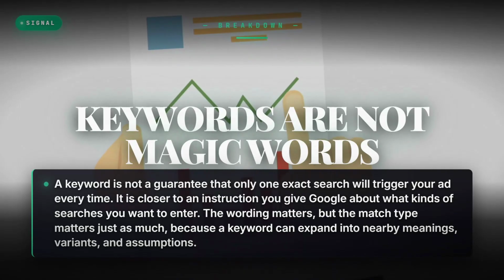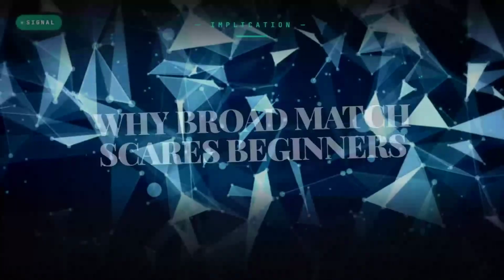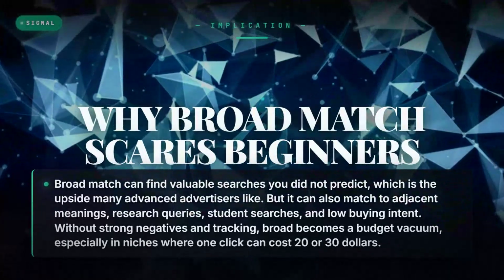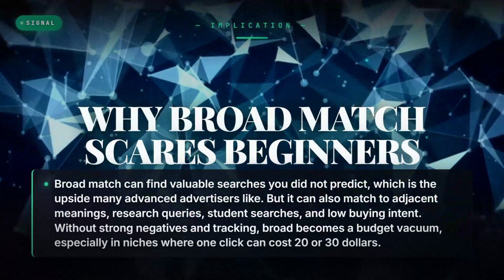The wording matters, but the match type matters just as much, because a keyword can expand into nearby meanings, variants, and assumptions. Think of match types as the width of your fishing net in a moving market. Broad reaches widely and explores. Phrase keeps the meaning tighter and usually cleaner. Exact is the most controlled, but still not literally exact in the old rigid sense, so none of the three should be trusted blindly.